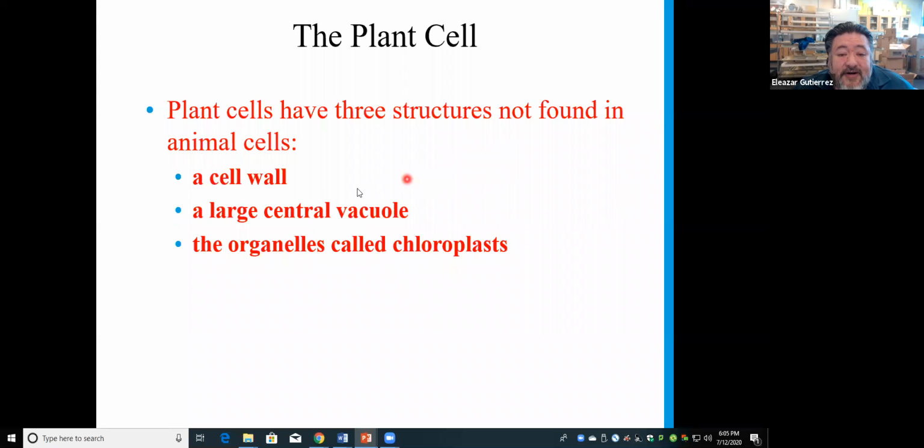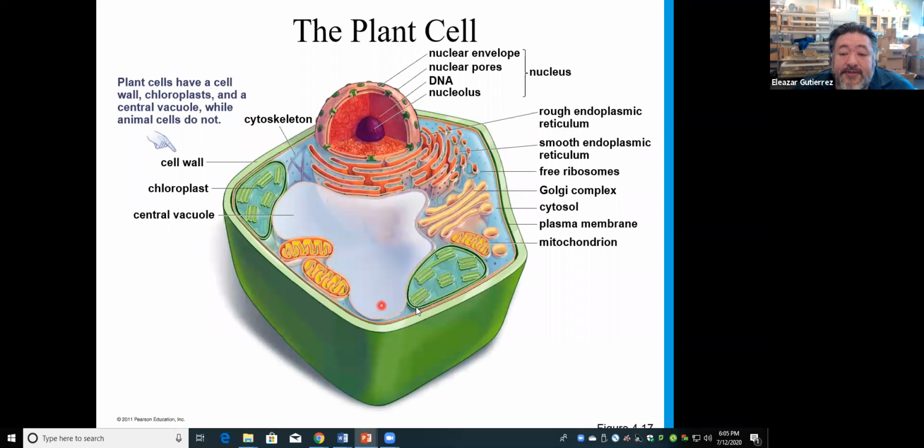Three structures found in plant cells but not in animal cells. That's the cell wall. Okay. This is very, very thick and very sturdy and not pliant at all, not like a plasma membrane. Okay. It has a large central vacuole, and it has an additional organelle called a chloroplast for photosynthesis. So here's a cell wall. Okay. Here's a central vacuole.